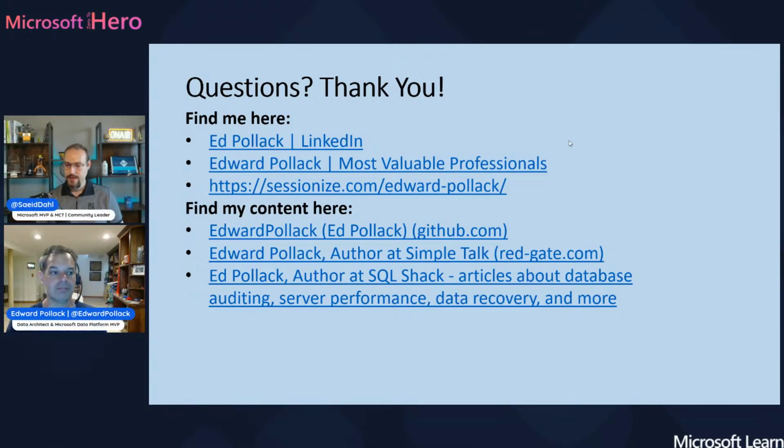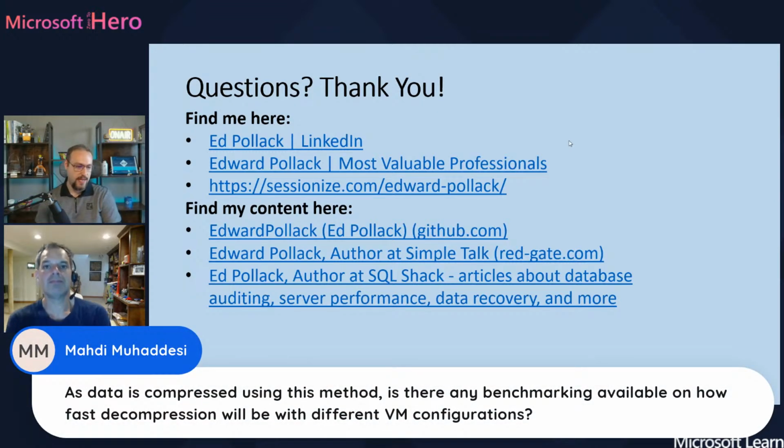There is another question, this time from Mehdi. As data is compressed using the method, is there any benchmarking available on how fast the compression will be with different VM configurations? The compression here is a proprietary algorithm for Columnstore and Columnstore Archive. I don't know of any benchmarks. There is a white paper out there. If you really have a lot of coffee on you, I read an excellent white paper on Columnstore compression and all the nitty-gritty details on it. I've done presentations on it as well, and if you're interested in that, I can point you in that direction afterwards.